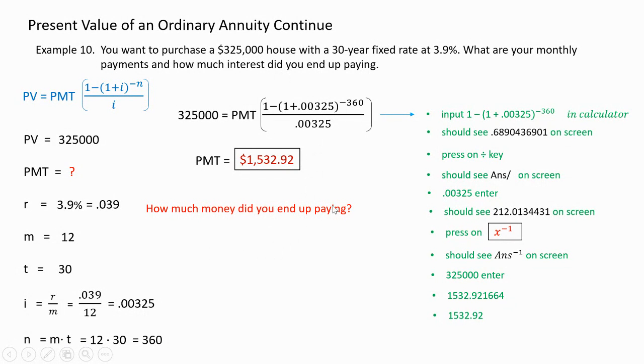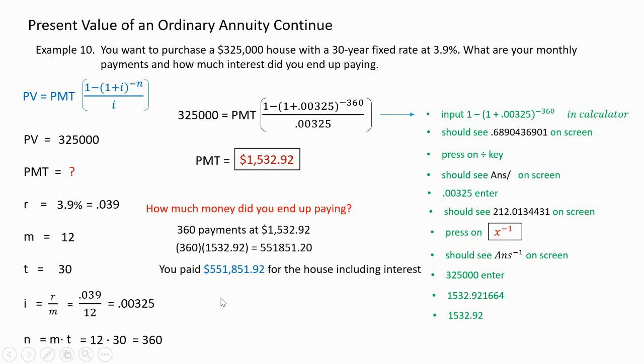Now, how much money did you end up paying? You'd be surprised here, guys, how much extra money you end up paying. So we're going to multiply the number of payments, which is 360, times the monthly payment. So it's $551,851.20. So we pay over $500,000 for the house. That means that you're paying like $250,000 extra or something like that. So this is how much you paid for the house.